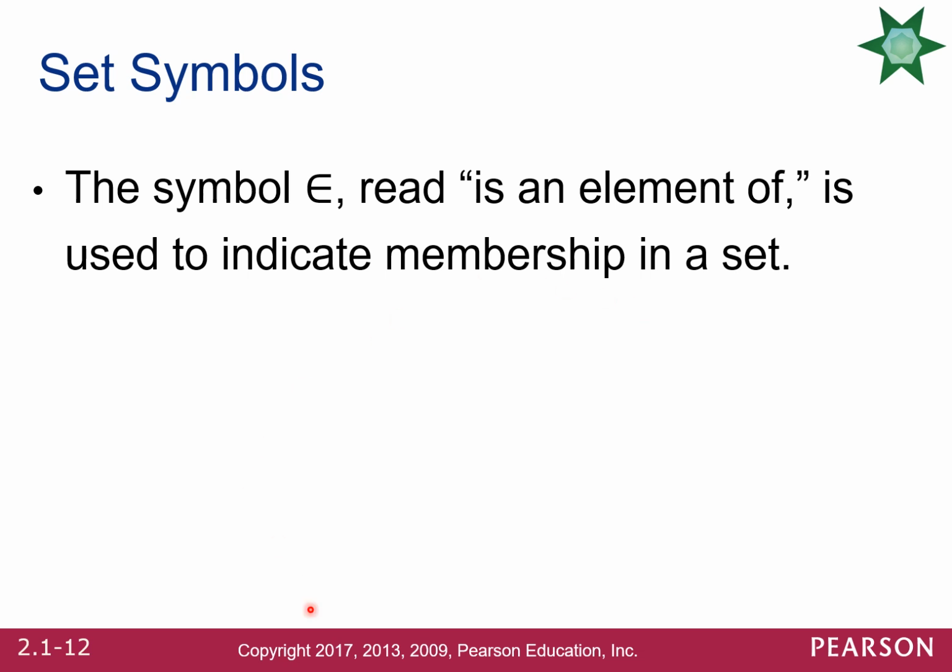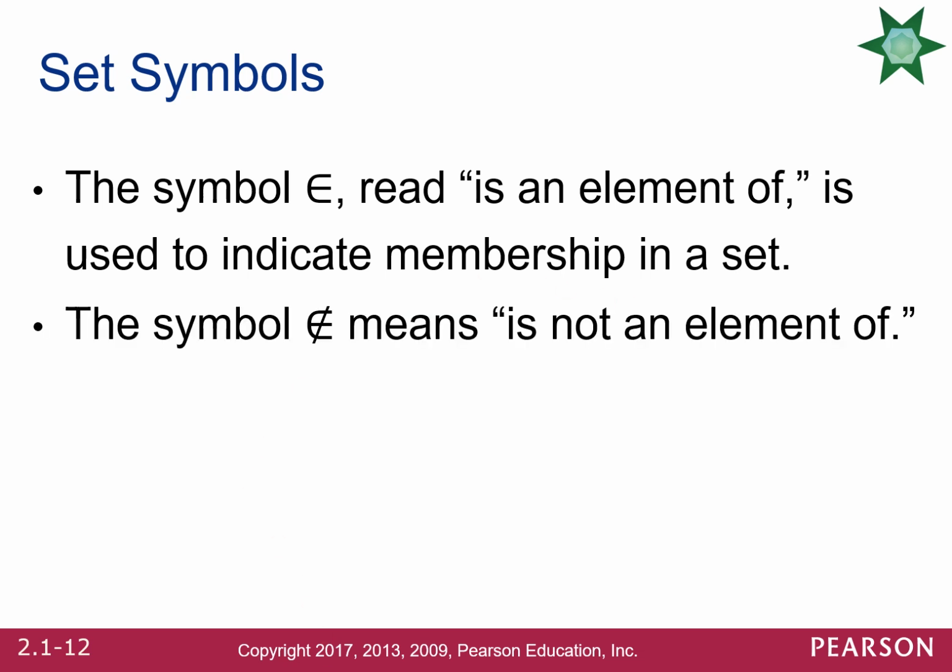All right, so there's another one which is the same E but crossed out diagonally. The symbol E with the diagonal cross out means it is not an element of. So we will use these two symbols to denote whether a certain element is a part of a set or is not a part of a set.